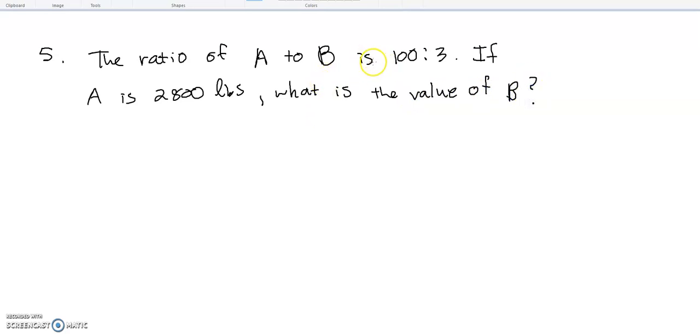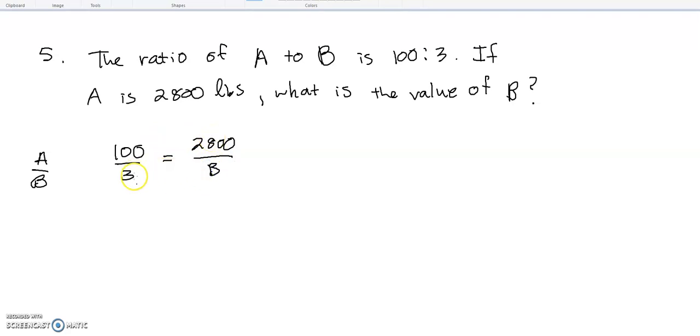So basically we know that we can set up a proportion. We're going to get one fraction equal to another fraction. We know 100 is to 3. The things on top, we're writing our fractions in the form A to B. So if A is 100, B is 3. We're trying to find the equivalent fraction when we have 2800 on top, because that's telling us the value of A, and then B on the bottom.